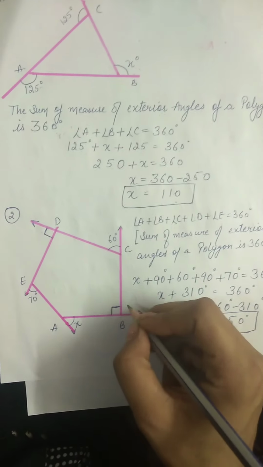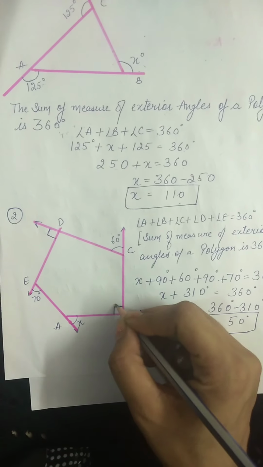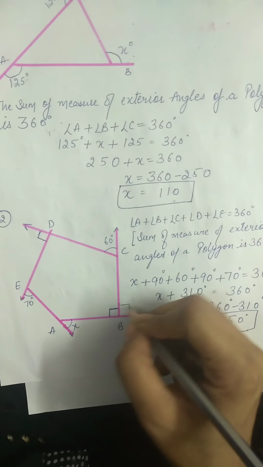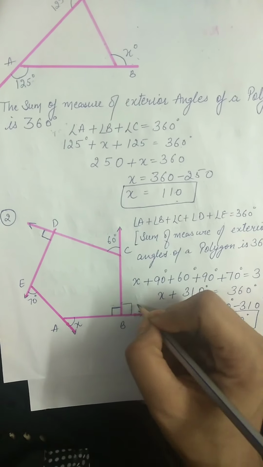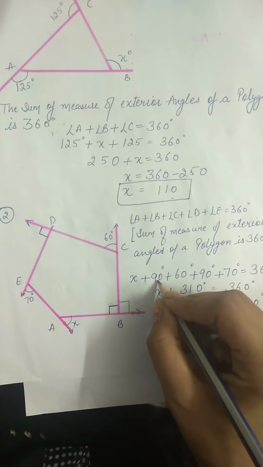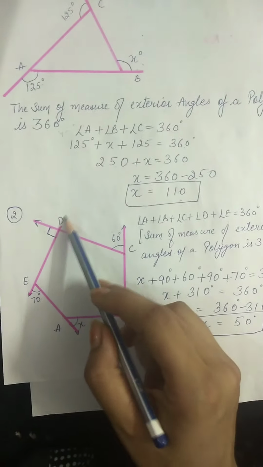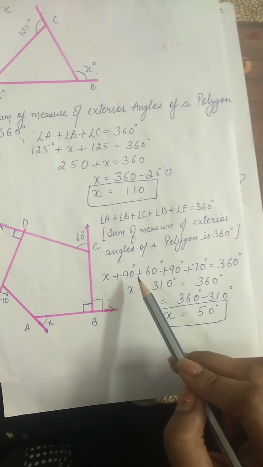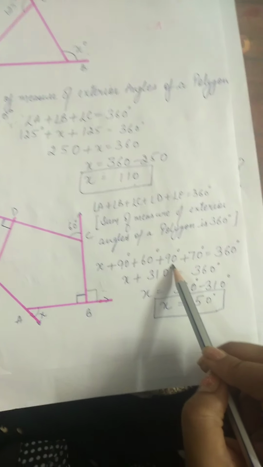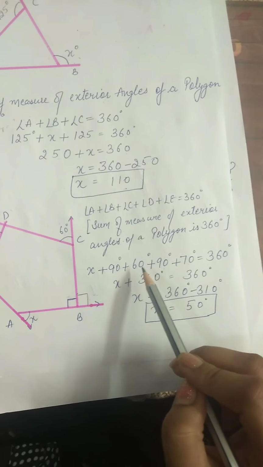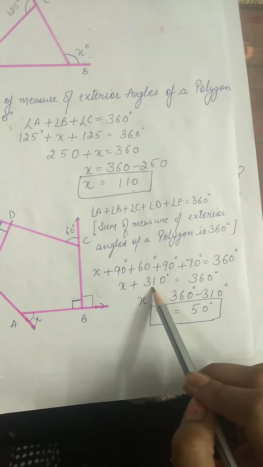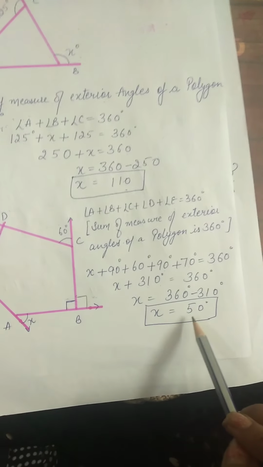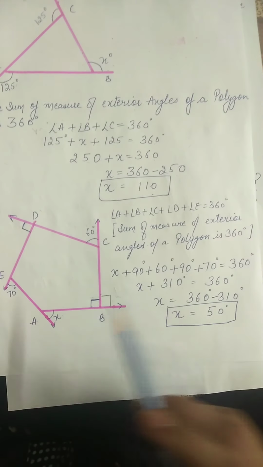Okay, see, this angle B is your interior angle, 90 degrees. So first find the exterior angle B. By linear pair, as this angle is 90, this is also 90 degrees. That's why I have taken 90. Angle D is also 90. Angle E is 70. Now add all these terms: 90 plus 90 is 180, and then plus 60 plus 70 is equal to 310. Now take 310 to the other side, which gives 50 degrees. Therefore, your x becomes 50 degrees.